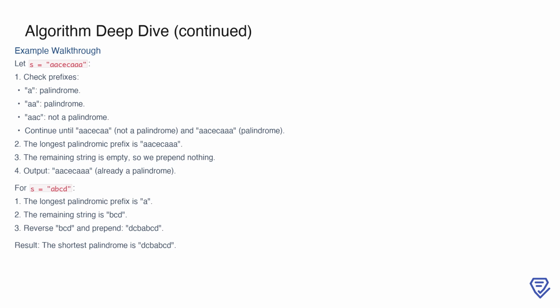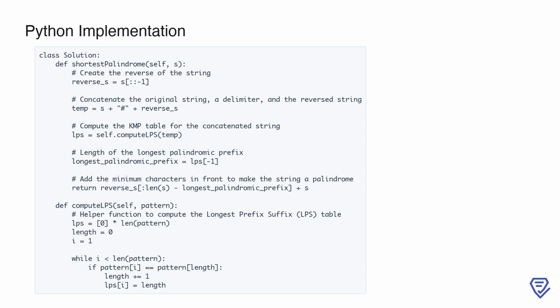Here, we begin implementing the solution to find the shortest palindrome. First, we create the reverse of the given string s using Python slicing with s[::-1]. This reverse string will help us identify how much of the original string is already a palindromic prefix. Next, we concatenate three components: the original string s, a delimiter hashtag, and the reversed string.